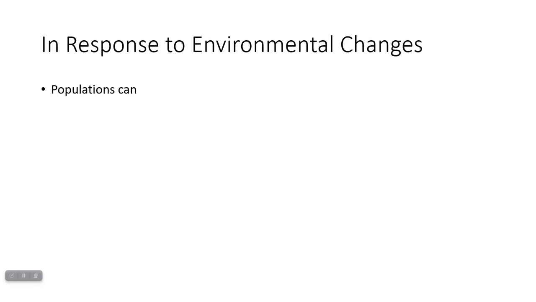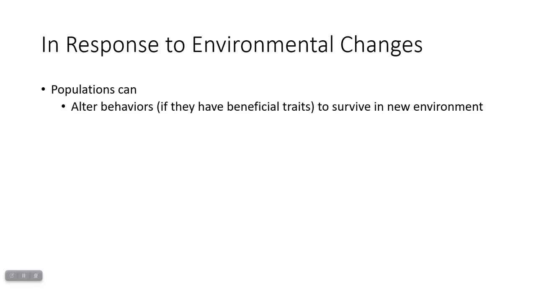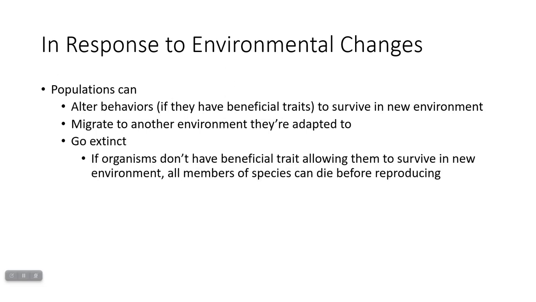Now, in response to environmental changes, populations can do one of three things. They can change their behaviors, so if they have beneficial traits, that can let them survive in their new environment. They can migrate to another environment, if there is one close enough that they can move to that they're well adapted to, or they can go extinct.